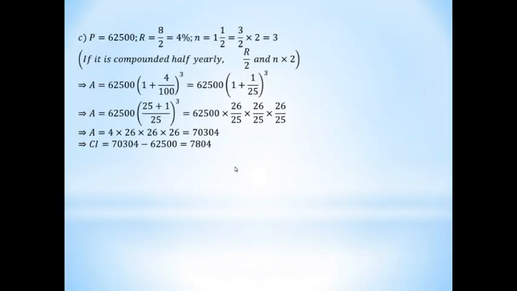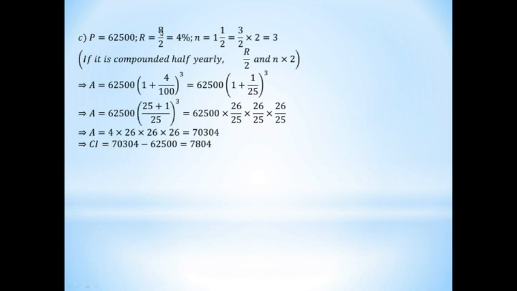Number C. If you look at your textbook carefully, you will find that the transaction is compounded half yearly. When it is compounded half yearly, there is a different type of calculation before we go straight to the amounts. Let's see that one. Principal will remain the same as given in the question itself. Principal is 62,500. Rate is given as 8.